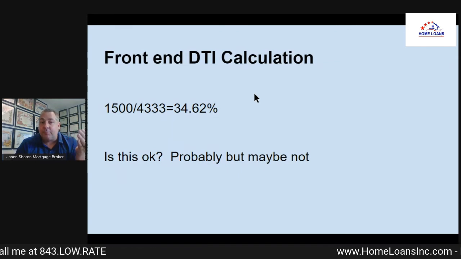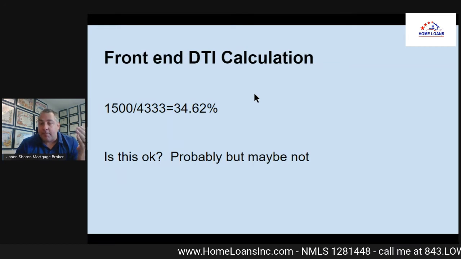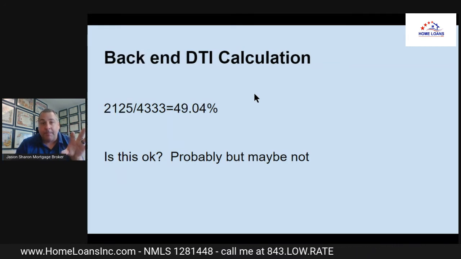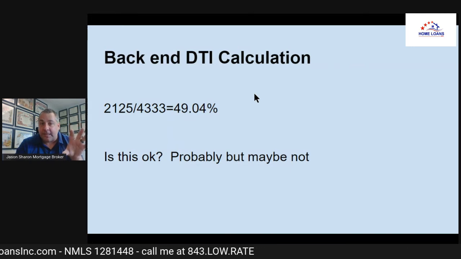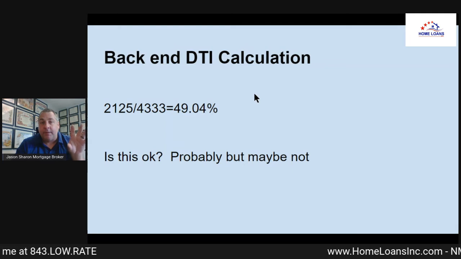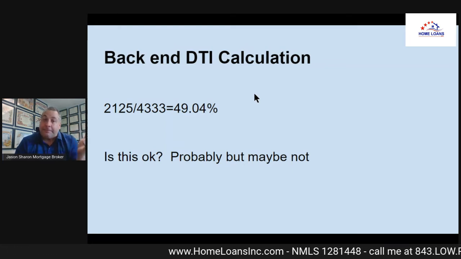is a 35% DTI calculation. Is this okay? Probably, but it could not be. We'll talk about that in a minute. Back end calculation for this exact scenario: 2125 divided by 4333 is 49.04%. Is this okay? Probably, but maybe not.